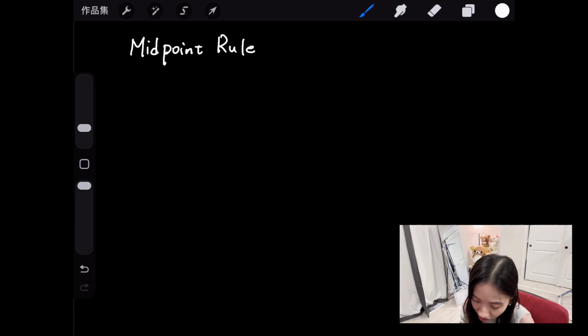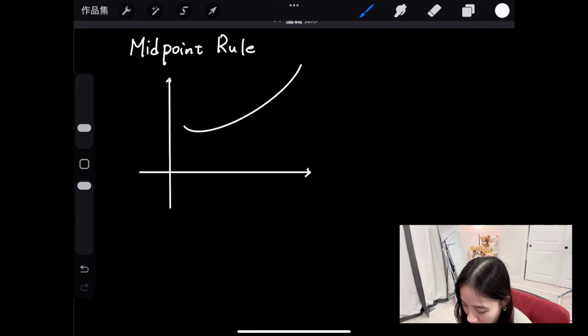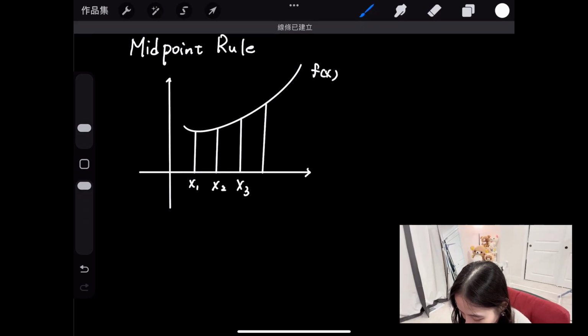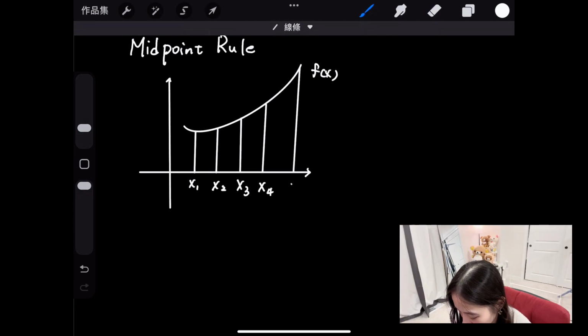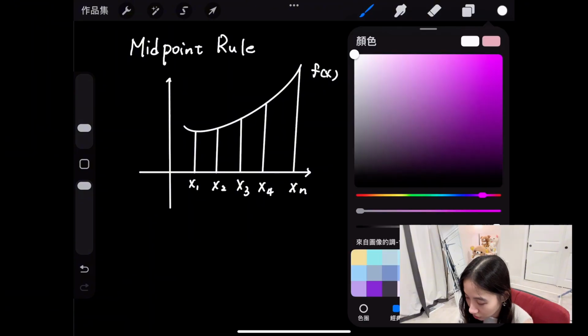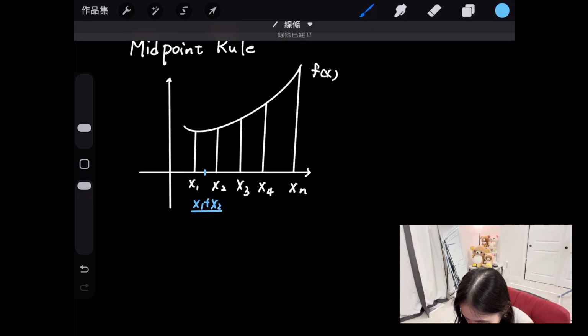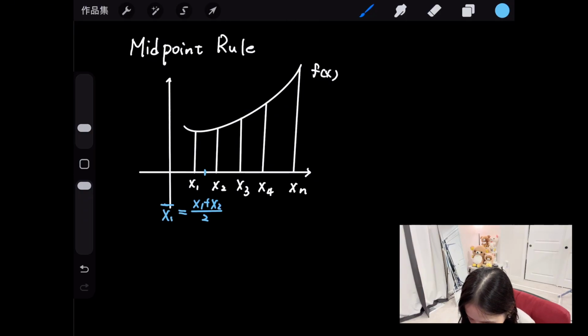When you see the terminology here, it literally asks you to find the midpoint. So whose midpoint? You want to know the midpoint of the x value, and that will give you the y value. What does that mean? Let's draw the picture. Let's say here is a function f of x, and here are your x sub 1, x sub 2, x sub 3, x sub 4, and here is your x sub n. What's the midpoint from x1 to x2? It will be x1 plus x2 divided by 2, and let's call this x bar sub 1.